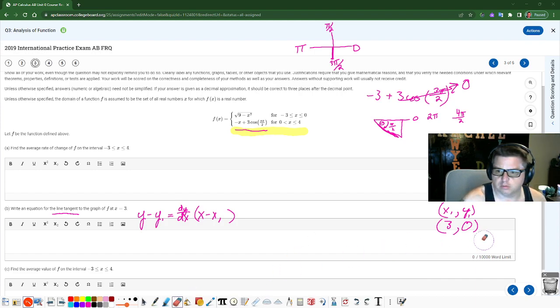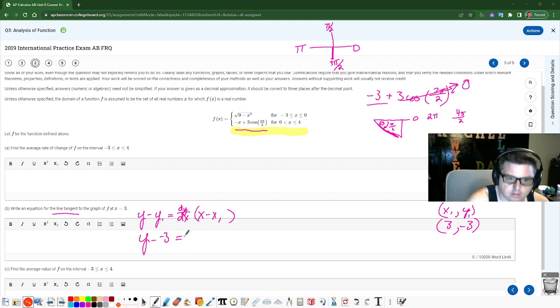Ooh, I screwed up though. Because what's in front? We still have a -3. So this still, -3 plus 0 gives us -3. Sorry. Moved a little quick. So now I've got y minus -3. I still have this dy dx, and then I have x minus 3.